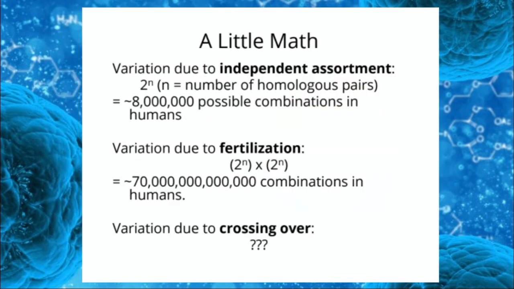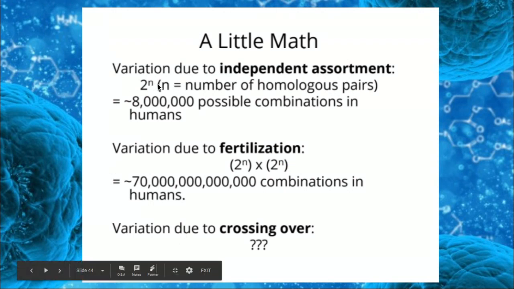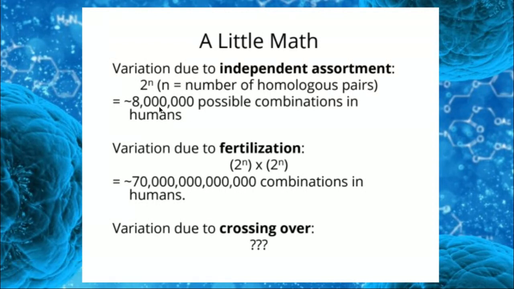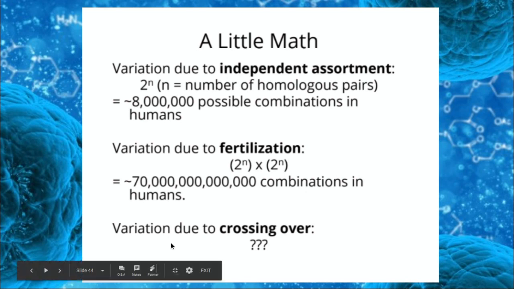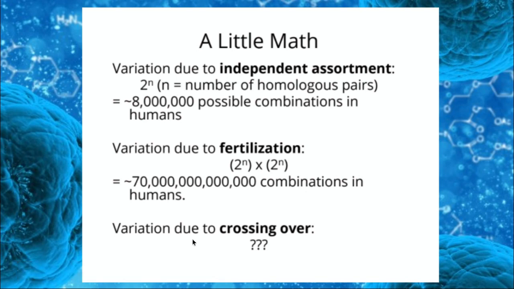Oh, and here we go. So variation due to independent assortment is 2 to the n, where n equals the number of homologous pairs. And so we have 8 million possible combinations. I said trillion, I think I was thinking down here. 8 million possible combinations. You multiply that by the 2 gametes and you have 70, I think it's trillion. Is that many zeros? Combinations in humans. And then you add in the variations due to crossing over, and it's an infinite amount. So, a tremendous amount of variation.